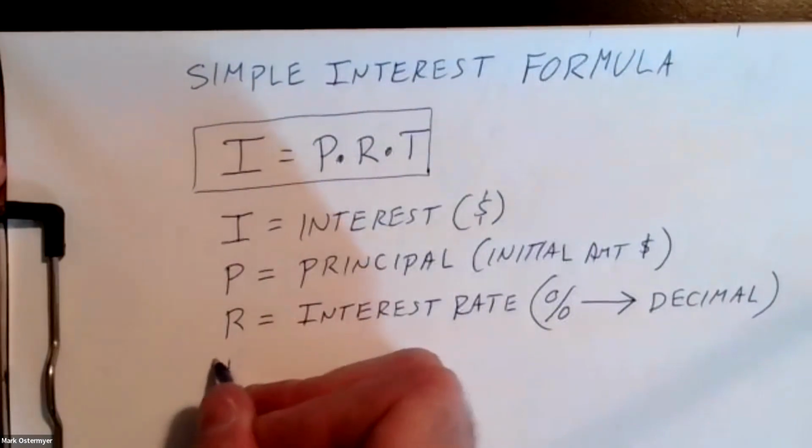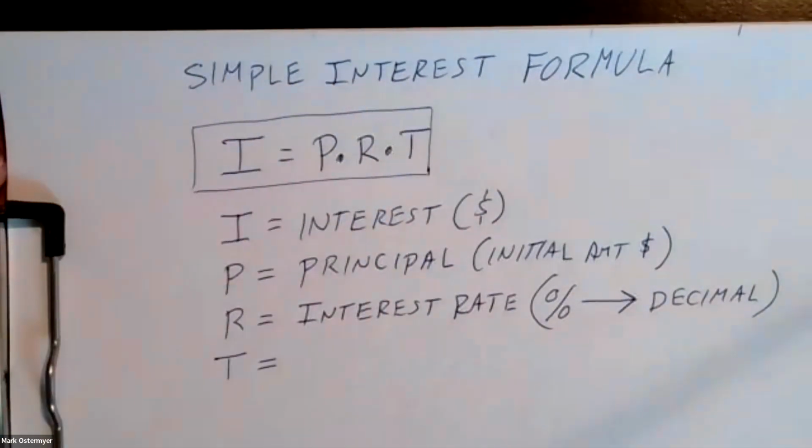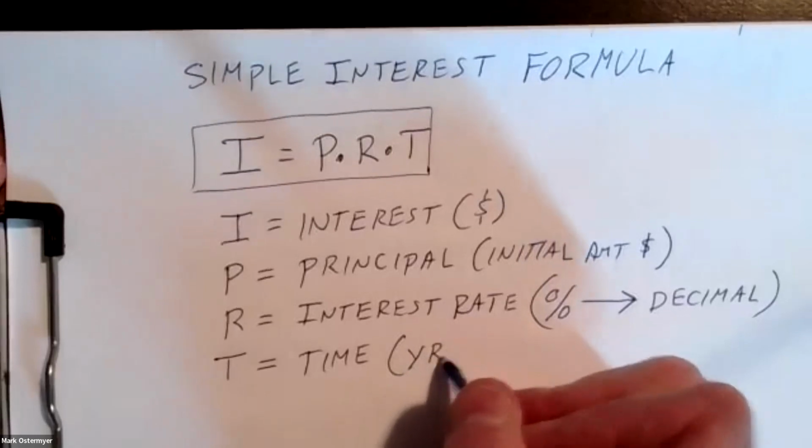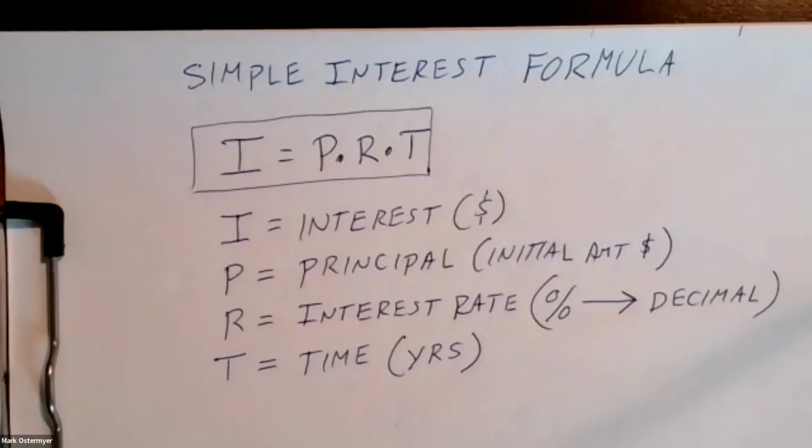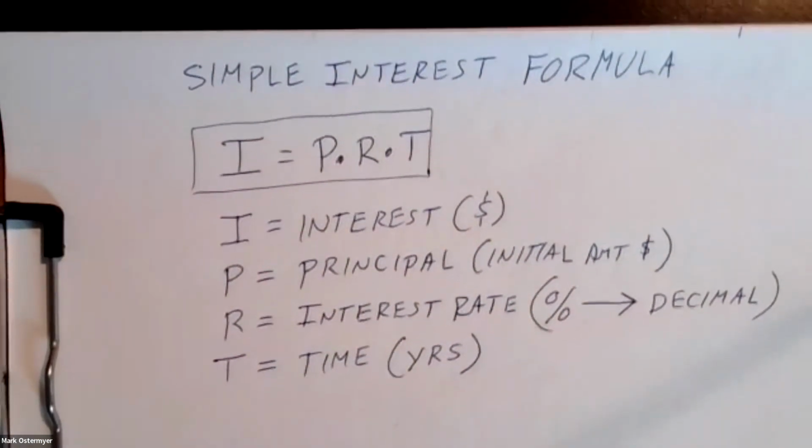Now, T stands for almighty something we can never get back, and it's called what? Time. And in this formula, ladies and gentlemen, time is always to be in years. Time is always to be in years. So if we pay on a loan over the course of, let's say, 60 months, we have to convert 60 months into years. If we pay off a loan over the course of 190 days, we have to convert 190 days into a fraction of a year. Okay. That's called the simple interest formula there.